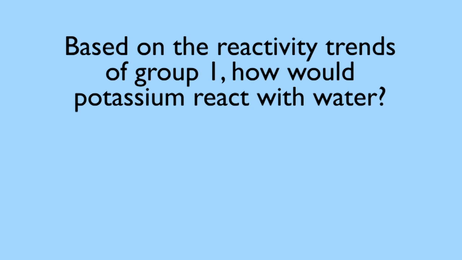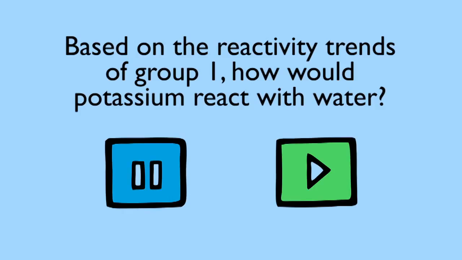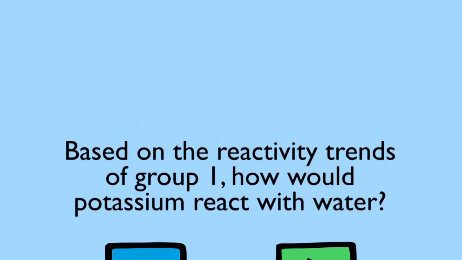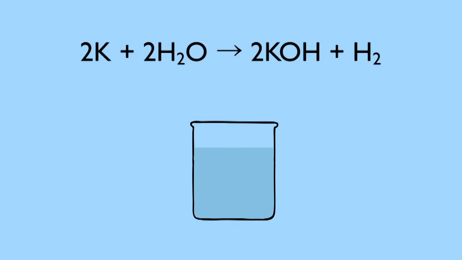If you know the reactivity trend of this group, consider what would happen if you react potassium metal with water. Pause the video and consider, then resume. Well, the chemical equation looks nearly the same, but the reaction is much more violent because potassium is more reactive and enough heat is given out to ignite the hydrogen gas, and this then ignites the metal itself.